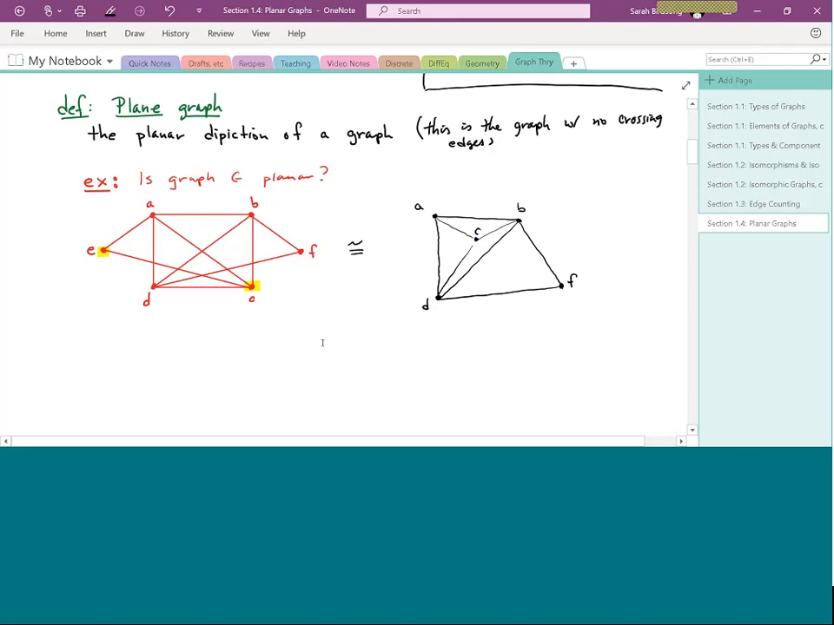Now, E is adjacent only to A and C, so E needs to be put in the triangle ACD or the triangle ABC. Either one would work. I'm going to put in the bigger one. So here's E, and then put in those extra two edges, and that should have redrawn the graph.